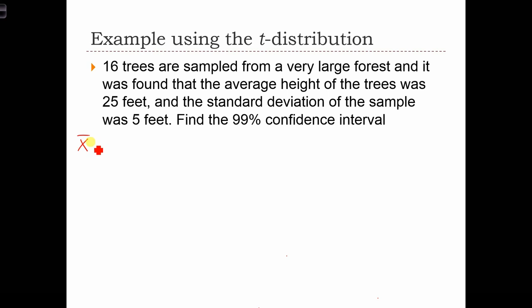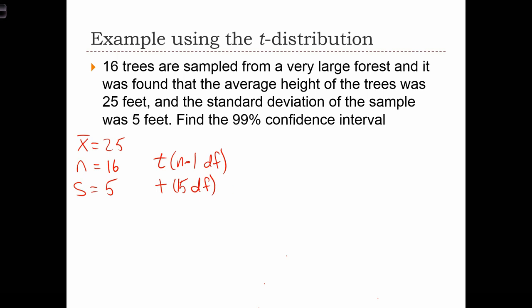X bar is equal to 25 feet. N is equal to 16 because we have 16 trees in our sample, and the sample standard deviation was equal to 5. What is the sampling distribution in this case? Because N is less than 30, we know that the sampling distribution is going to be T distributed with N minus 1 degrees of freedom. So it's going to be T distributed with 15 degrees of freedom.